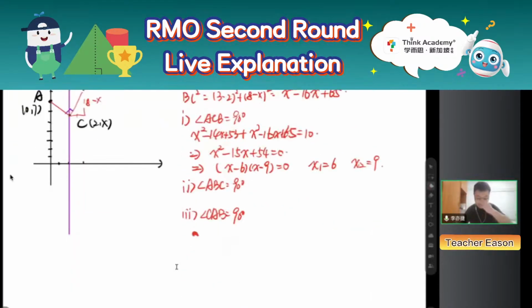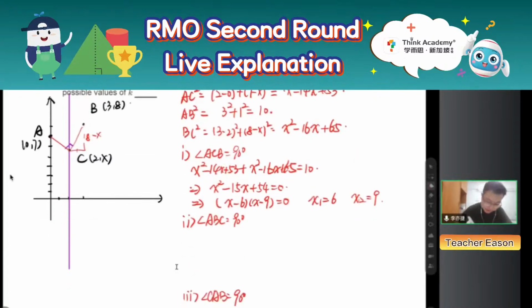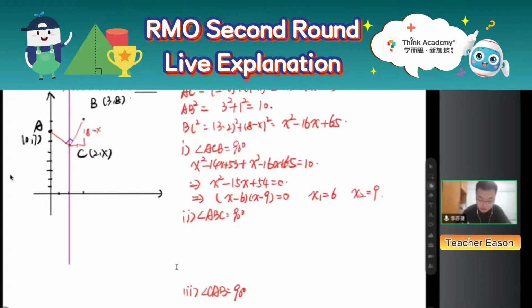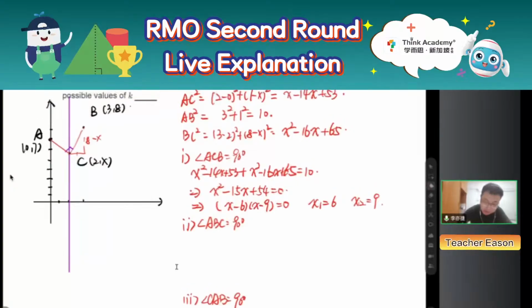And then the second thing is ABC. If ABC is a 90 degree angle, then AC is the hypotenuse. In this case, ABC is a 90 degree angle. So which means we have AC squared equals AB squared plus BC squared.